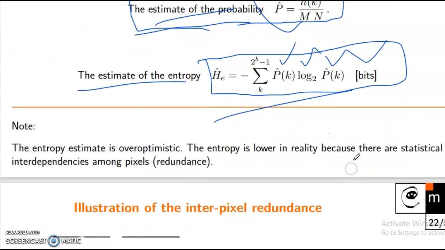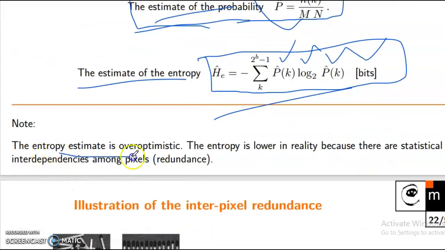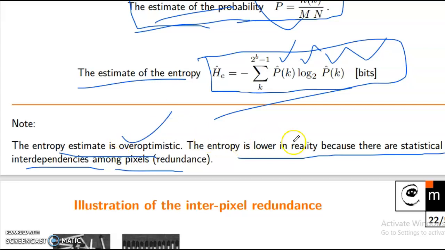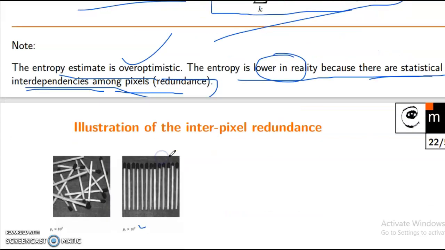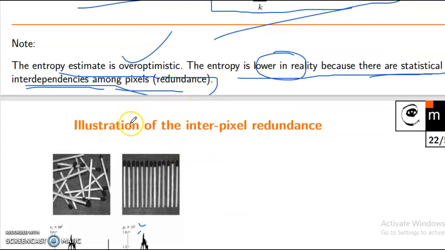The unit is bits. Note, the entropy estimate is over optimistic. The entropy is lower in reality because there are statistical interdependencies among pixels, that is, inter-pixel redundancy.